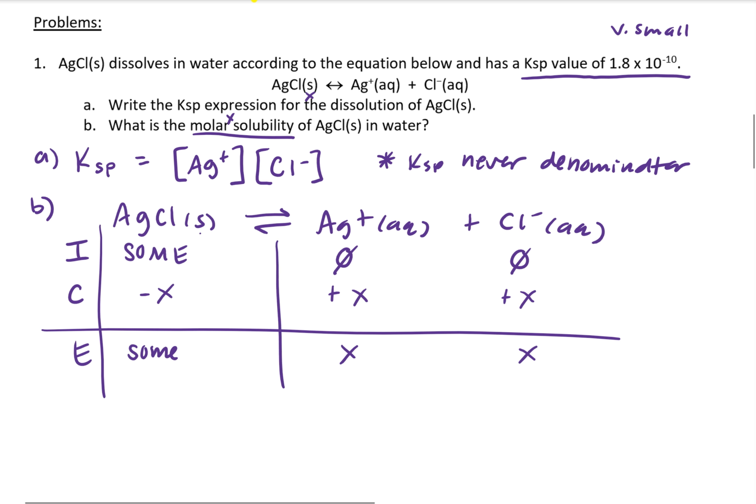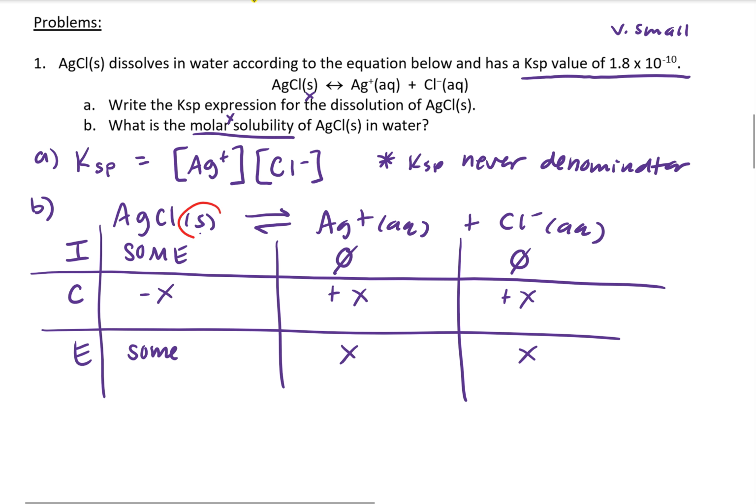And you can separate here just to make it a little bit easier to see. And you have your complete ICE chart. Now, remember, solids do not appear in our Ksp expression. So essentially, we can ignore that entire reactant column for Ksp ICE charts. They're not important because they're solids.